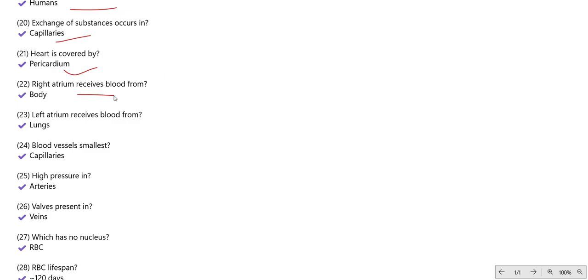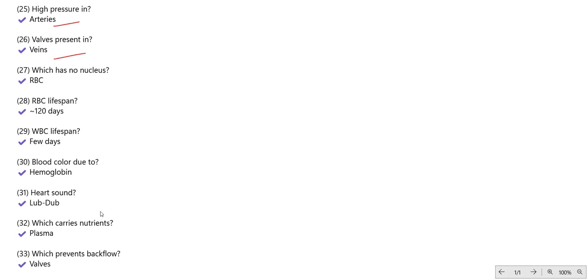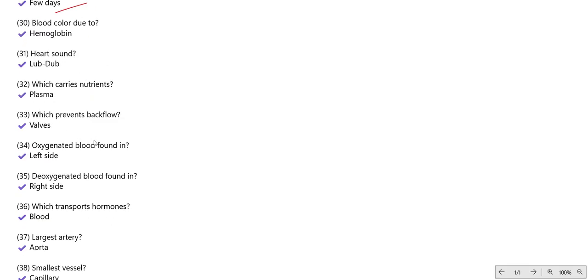Right atrium receives the blood from the body. Left atrium receives the blood from the lungs. And among blood vessels, smallest are capillaries. Highest pressure is in arteries. Valves present in veins. Which has no nucleus? That is RBCs, which are enucleated. RBC lifespan 120 days. WBC lifespan is few days. Blood color due to hemoglobin.